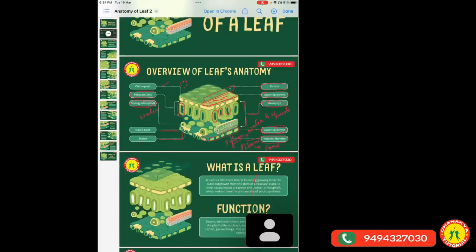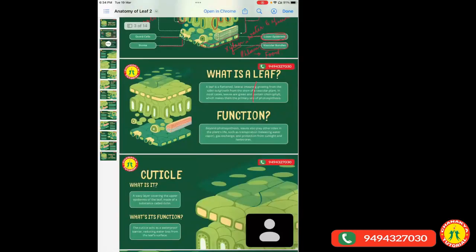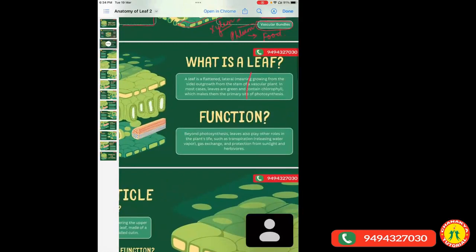Then the mesophyll cells will be there, vascular bundle cells will be there, the guard cells and the stomata. Now we will be discussing one by one the function of each and every part of it. Now leaf is a flattened lateral outgrowth from the stem of a vascular plant.